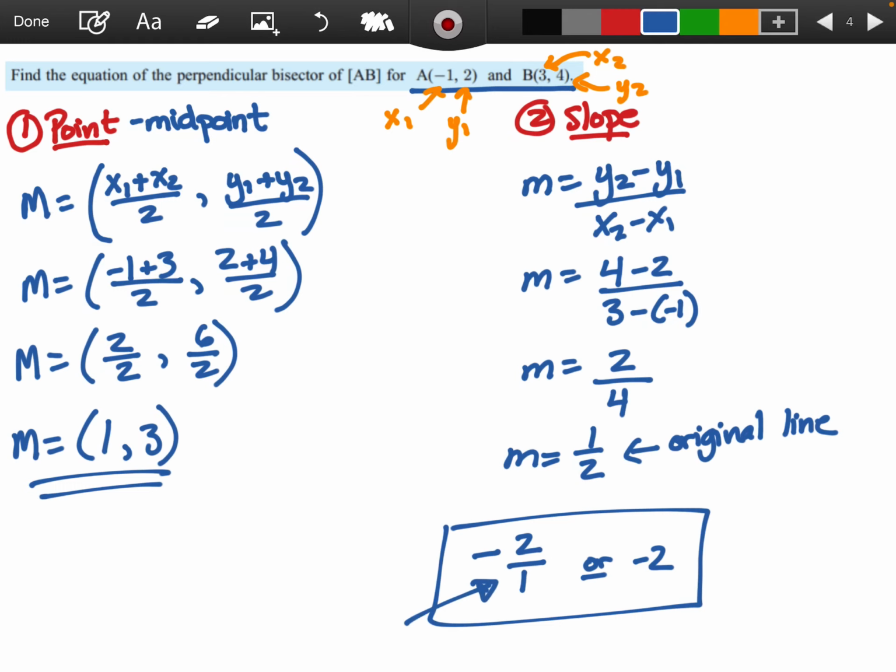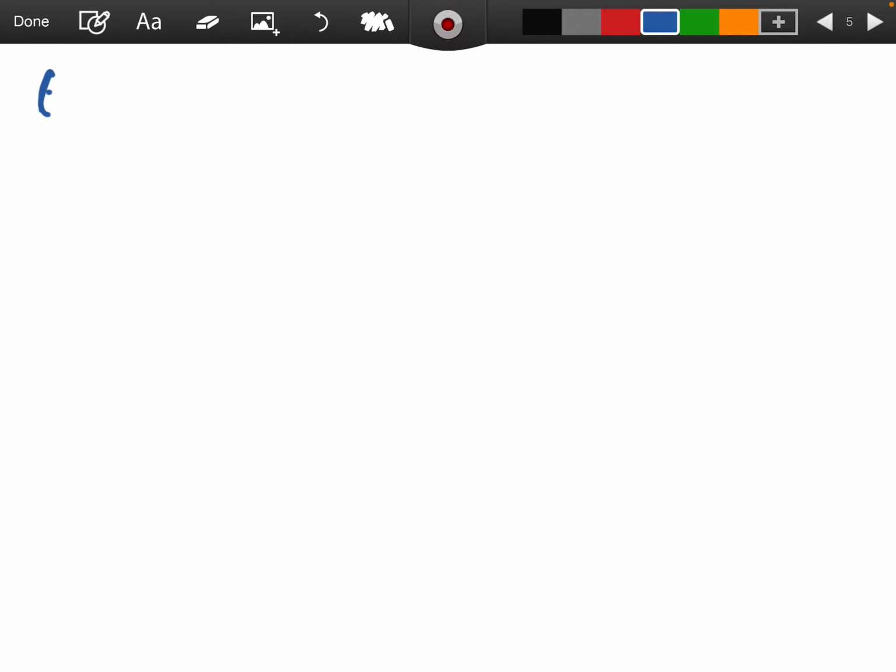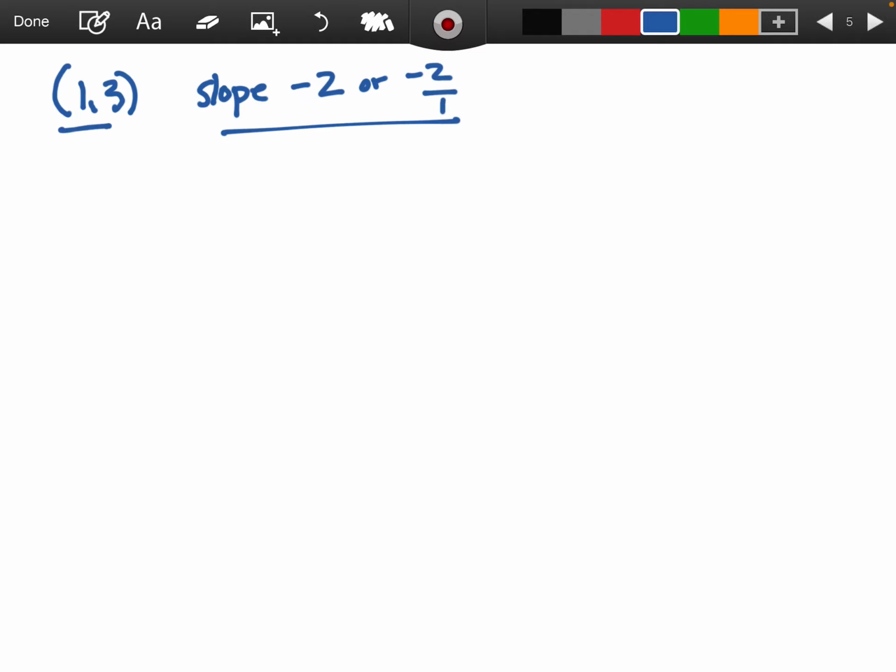For practice's sake, I'm going to use the method that we just did previously in the video. So what do we have here? Point of 1, 3, and slope -2 or -2 over 1. Okay, so I've got my point, I've got my slope. Now I'm going to go with the general formula. So my slope is negative, therefore this will be ax plus by equals c.